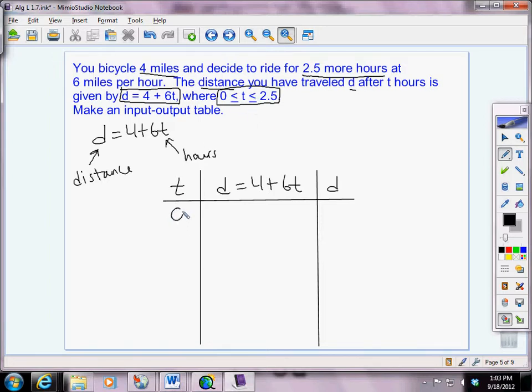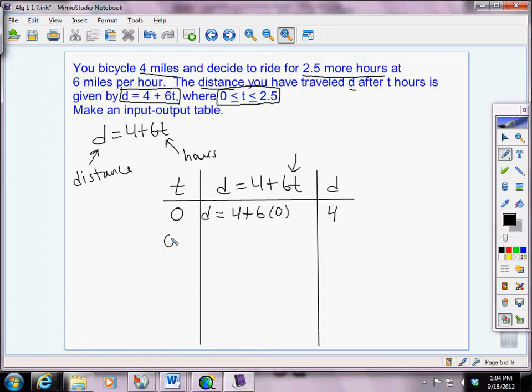So let's just do 0. If I input a 0, that's what we're doing here, is inputting, or substituting numbers in for our variables. We're going to have d equals 4 plus 6 times 0. Now this middle column here you won't always see when you create an input-output table. They'll usually have just the first and last columns. I like to put the middle one in so I can do my work. 6 times 0 is 0, 0 plus 4 is 4. Now let's try something else.